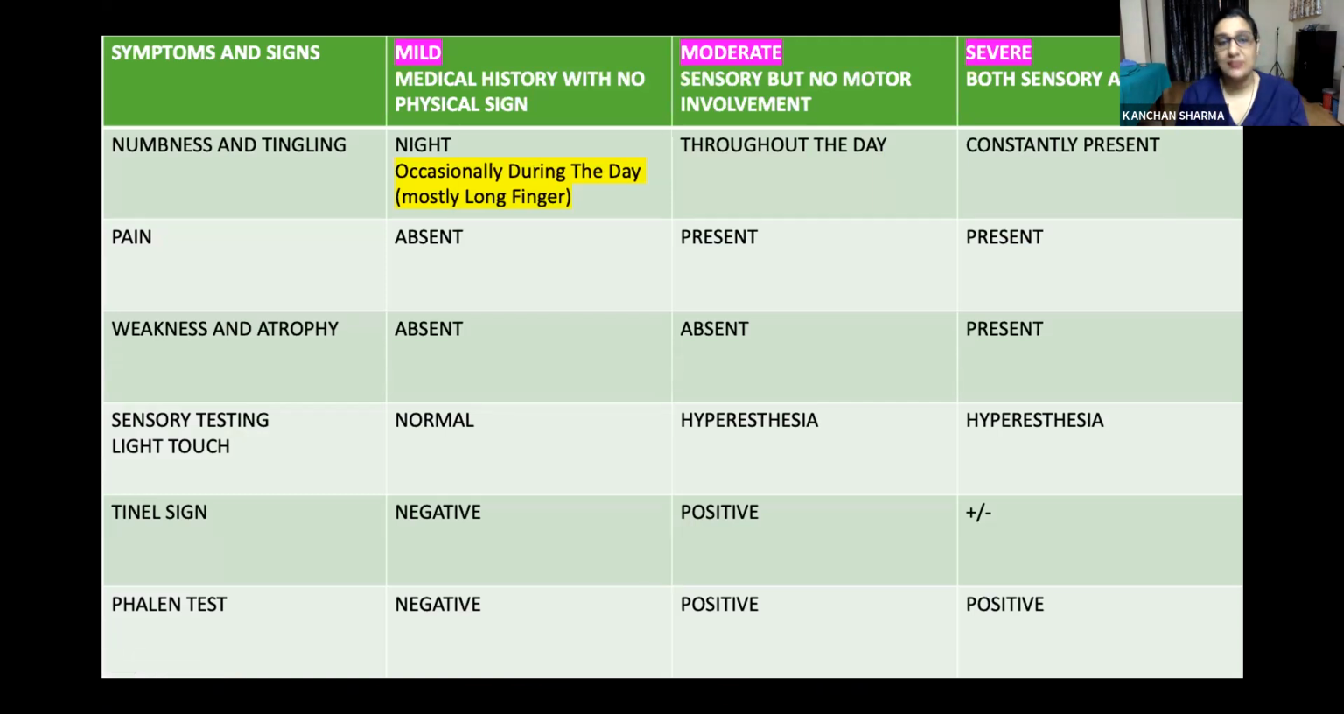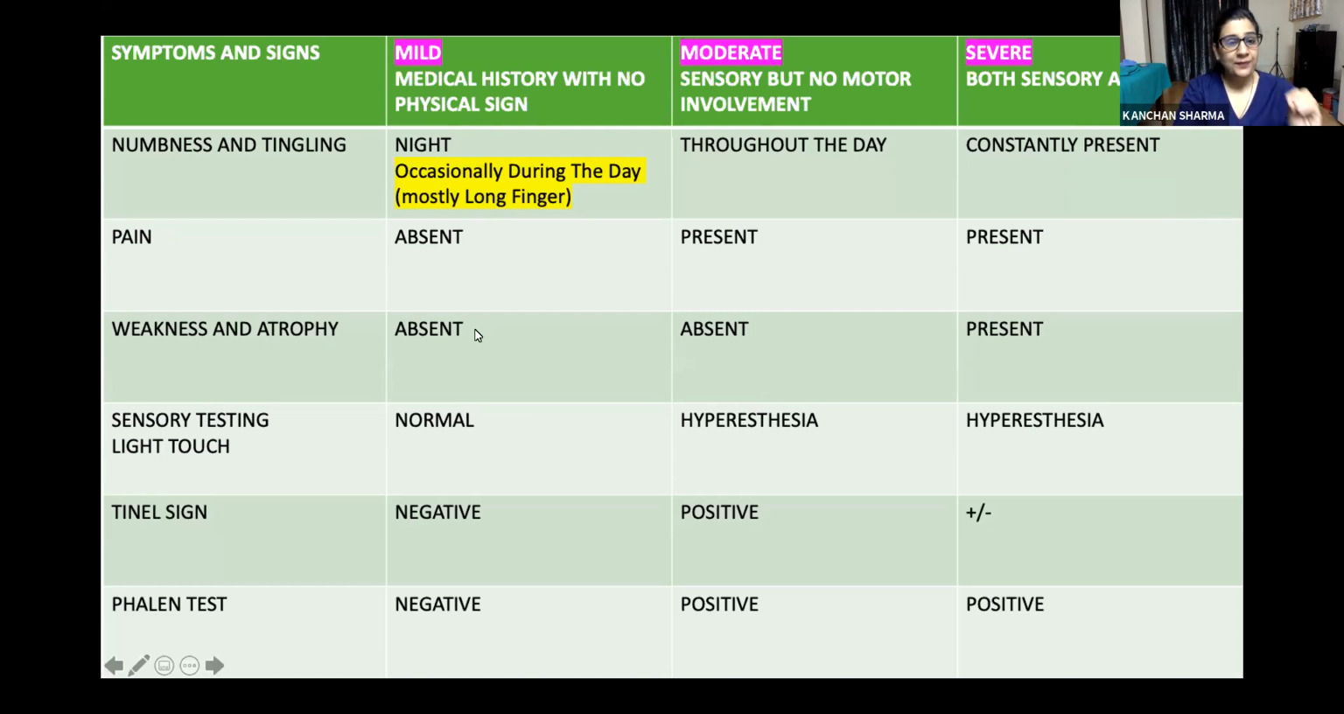Just cram this slide, because this is how you will be classifying carpal tunnel into mild, moderate, and severe. Remember one thing: when it is a mild case, what will be the symptom? Symptoms will be only in the night, what I have already told you.